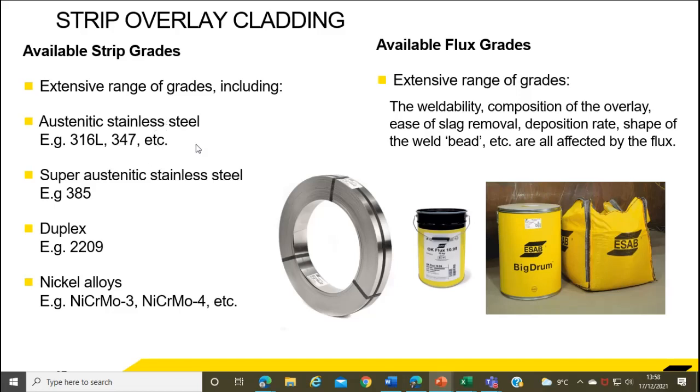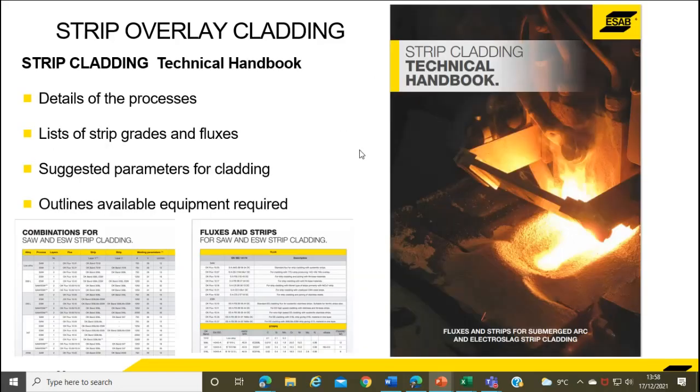The website is a good point of call, as is the Exciton app, and we do have a strip welding handbook. I just want to show you that this is typically what a 30mm strip would look like: a 25 kilo coil. We have 25 kilo drums, tins of the flux, and then we've got the bulk properties as well, depending on the size of the job.